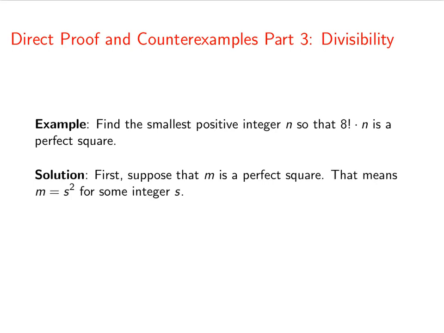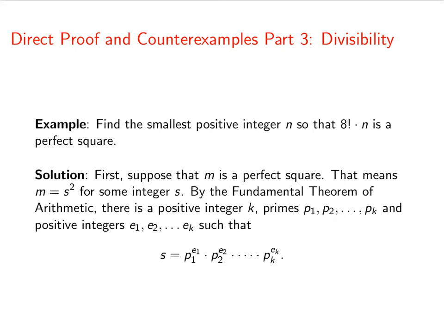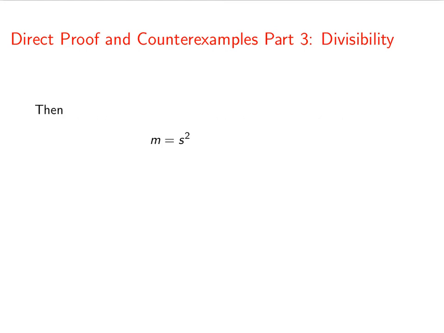That means that we can write m equal to s squared for some integer s. Now, the fundamental theorem of arithmetic tells us that there is a factorization of s into primes, and that this factorization is unique. So now we can say that m is equal to s squared, and then we'll rewrite that with our primes. So that looks like p1 to the e1 times p2 to the e2 all the way down to pk to the ek, and that whole thing is squared.